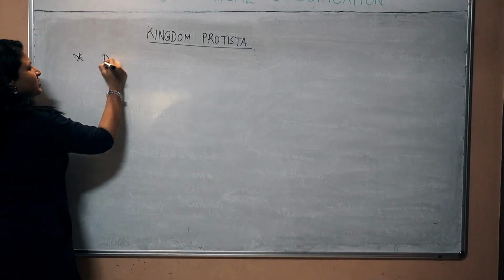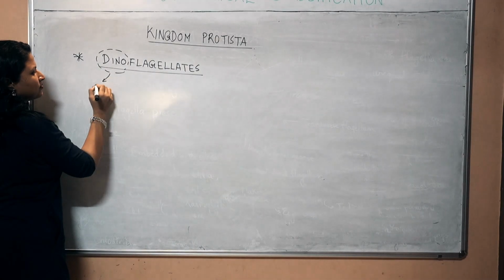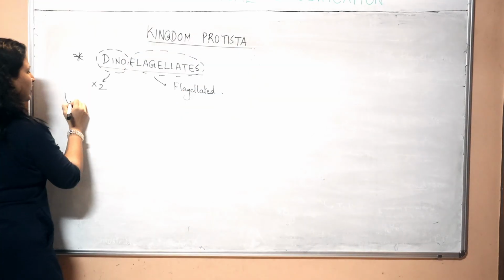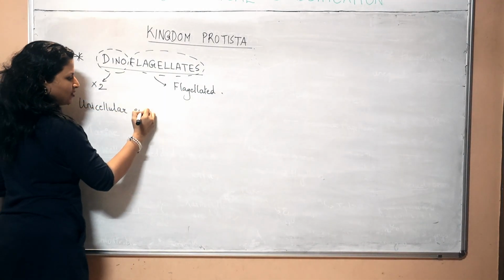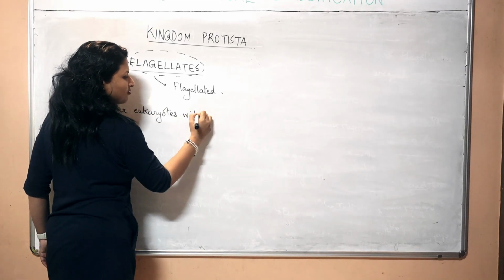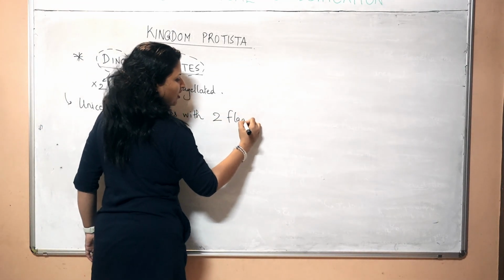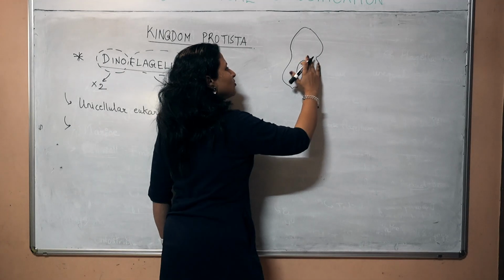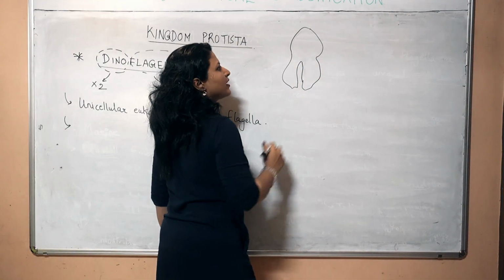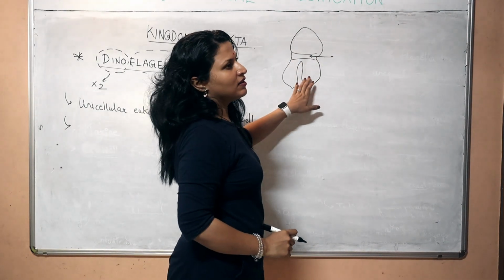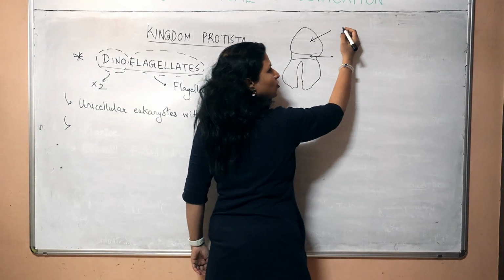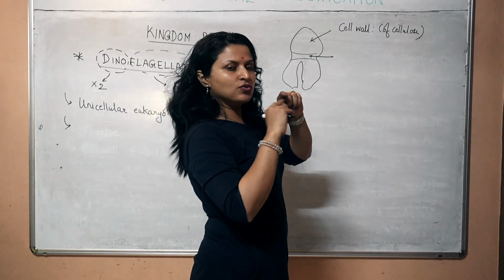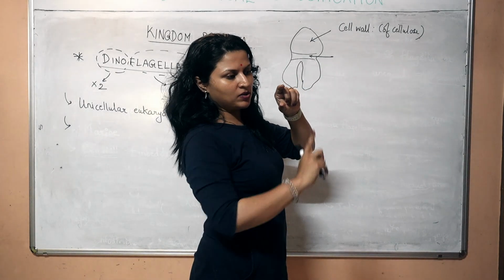Next we are doing dinoflagellates. Dino means two. Flagellates means flagellated. They are unicellular eukaryotes with two flagella. Okay, this is how they look. So this is what they look like. A single cell. This single cell will have an outer wall of cellulose, and this one single cell will have two grooves, one around the cell and one below like this.